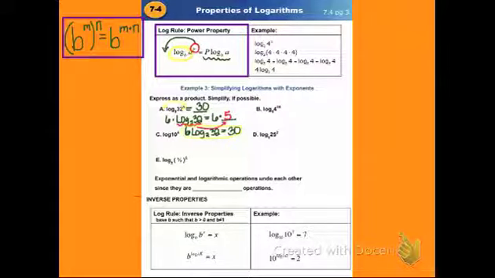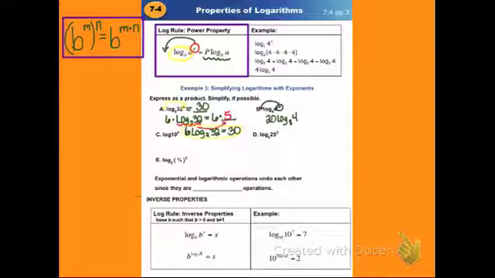Let's take a look at another example. In B, again, we want to know 8 to what power would be the same as 4 to the 20th. Well, that's very large, so that's going to be difficult to do. So I'm going to bring this out in front. I rewrite that as 20 times the log base 8 of 4.